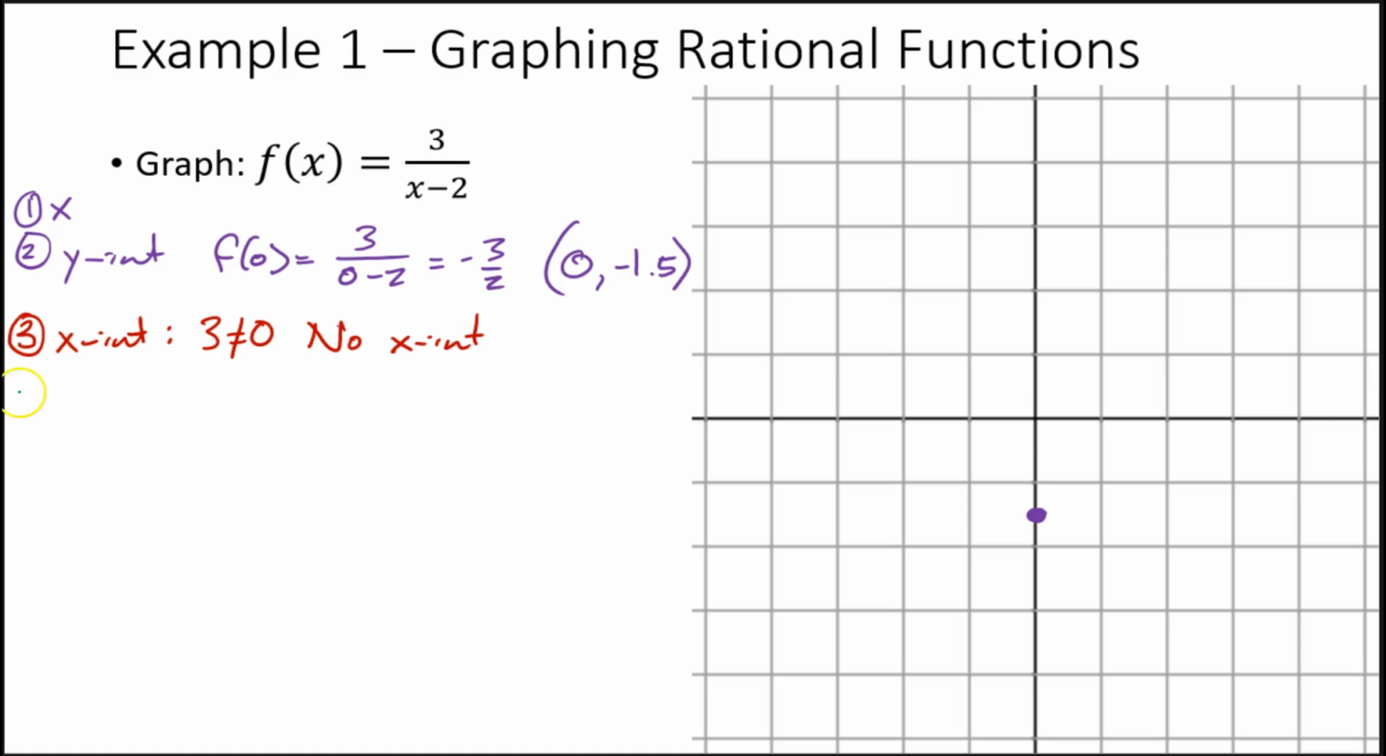Step number 4, vertical asymptote. So VA, that's how I shorten it. I don't like writing out vertical asymptote or horizontal asymptote, so I shorten it. What am I going to do to find the vertical asymptote? This is when we set the denominator, x minus 2, equal to 0. So my vertical asymptote is x equals 2. So I go over to positive 2. It's a vertical line, dotted, straight up and down. I cannot cross this line. Okay?